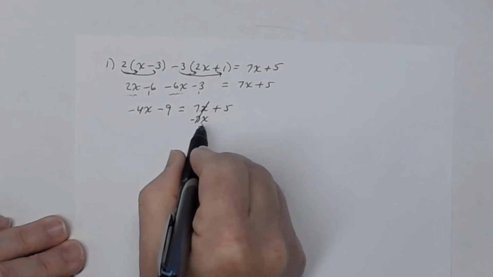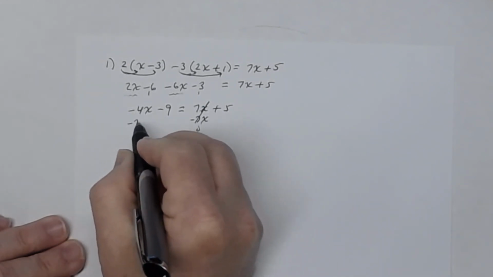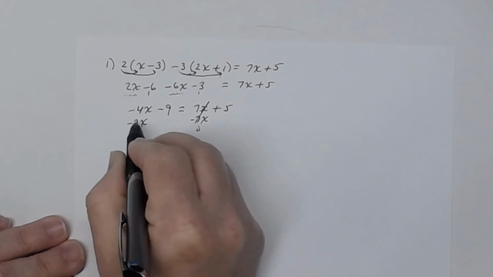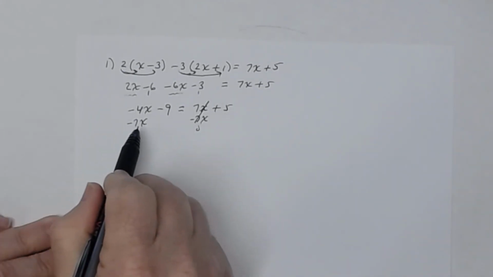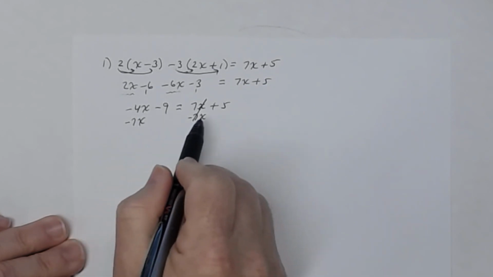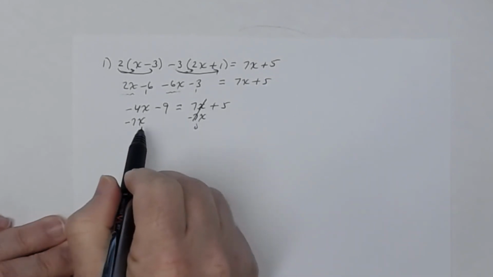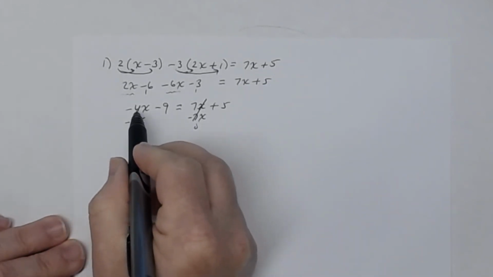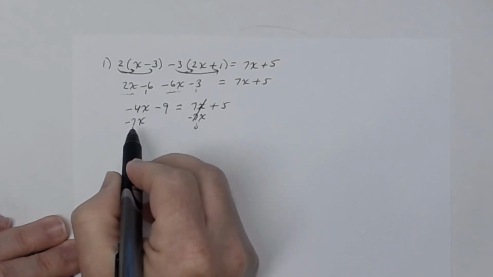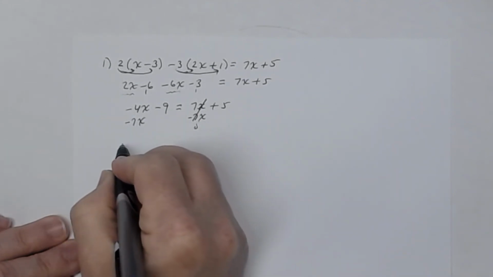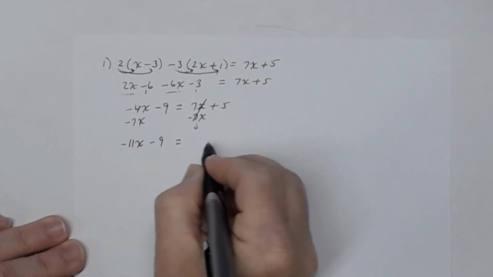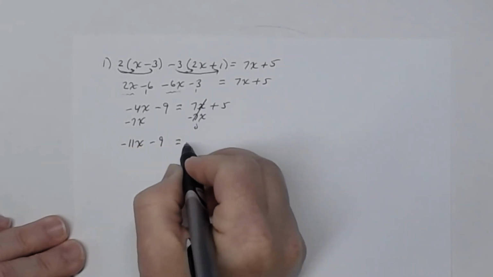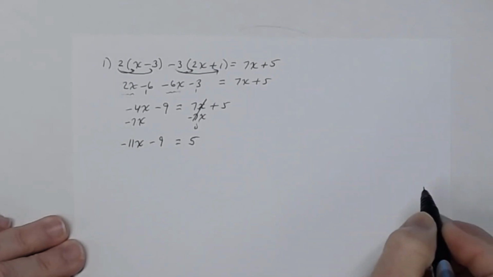But what you do to one side, you have to do to the other. So if I subtract 7x from one side, I have to subtract 7x from the other side. So notice you have to align those like terms just like this. Now we're going to combine like terms. So we have a negative 4x and a negative 7x is a negative 11x. And then subtract 9, and that's going to equal 0 and a positive 5 is a positive 5.